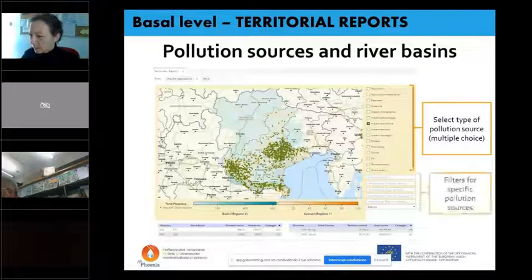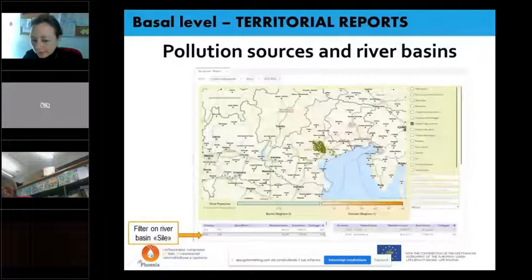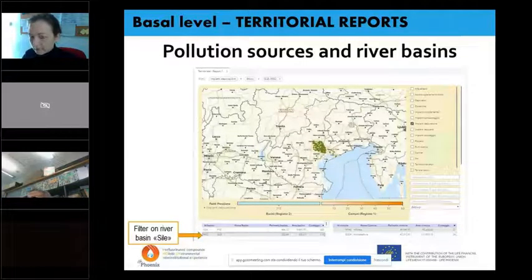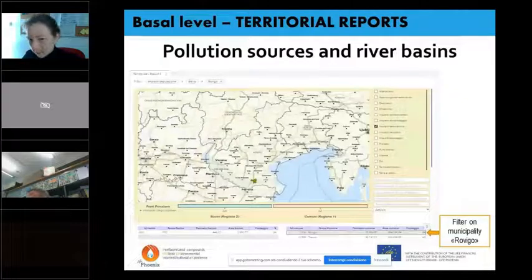Here you can choose filters for specific pollution sources. And in the tables at the bottom of the map, you can see the number of pollution sources by river basin and by municipality. You can also filter on river basin. For example, here I have filtered by the river Sile. And here you can filter on municipality, in this case Rovigo.